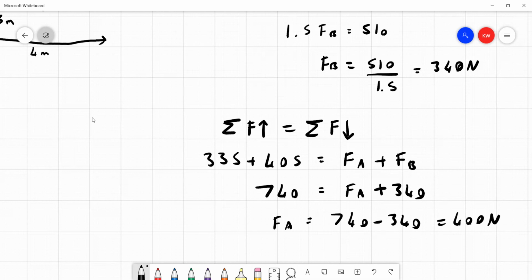So there are our two answers. We got FB equal to 340 newtons and FA equal to 400 newtons. And so we have solved the problem.